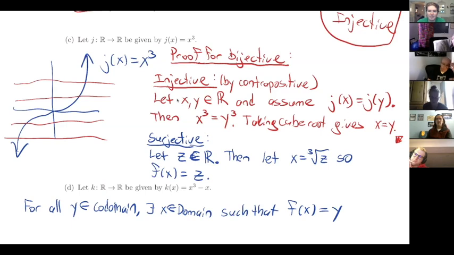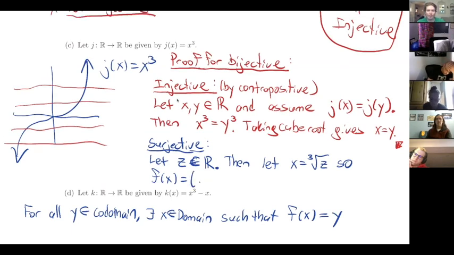So if we pick x to be the cube root of z, then f of x is the cube root of z raised to the third power, which equals z. And that's all we need to prove for surjectivity, is that given anything in the codomain, there exists something in the domain which gets mapped to it.